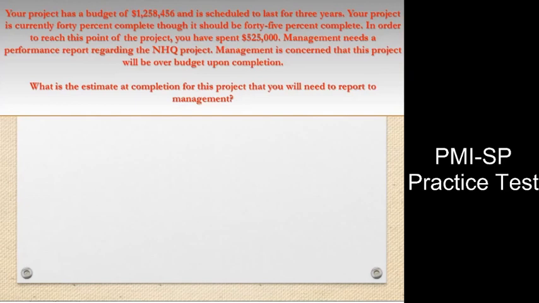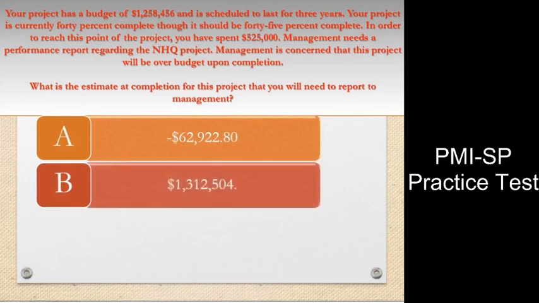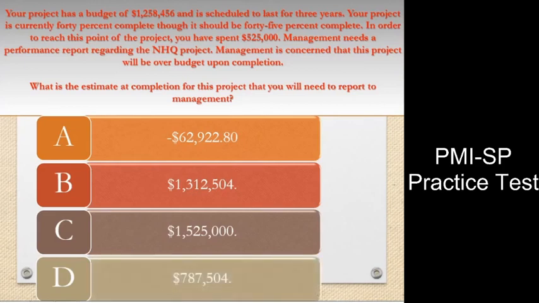Management is concerned that this project will be over budget upon completion. What is the estimate at completion for this project that you will need to report to management? A. $62,922.80. B. $1,312,504. C. $1,525,000. D. $787,504.